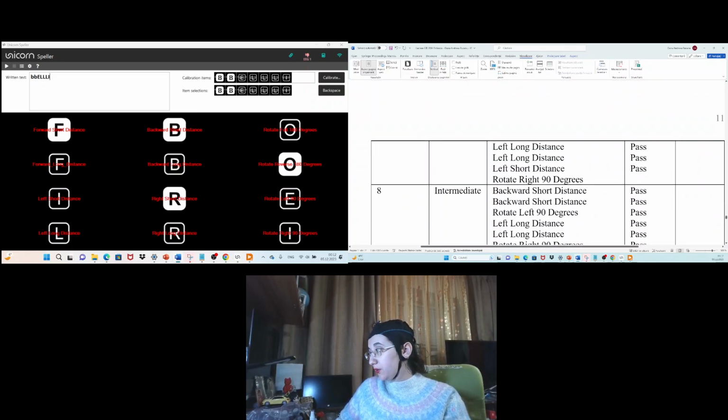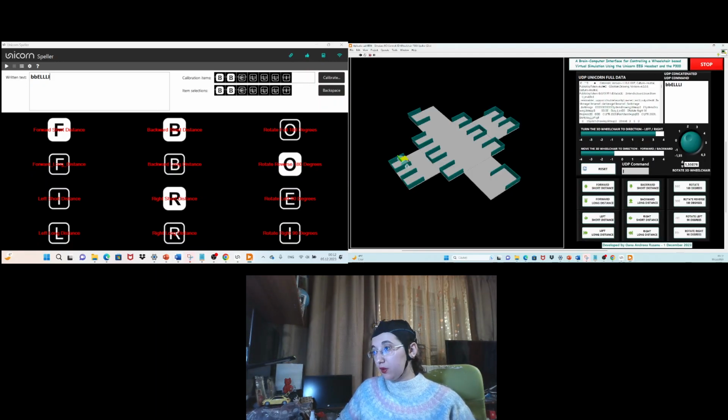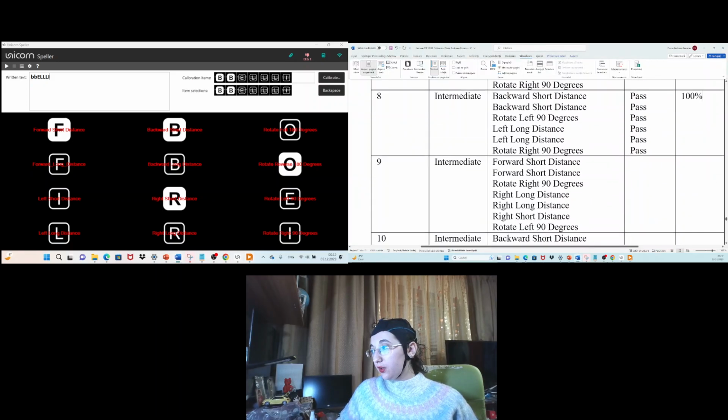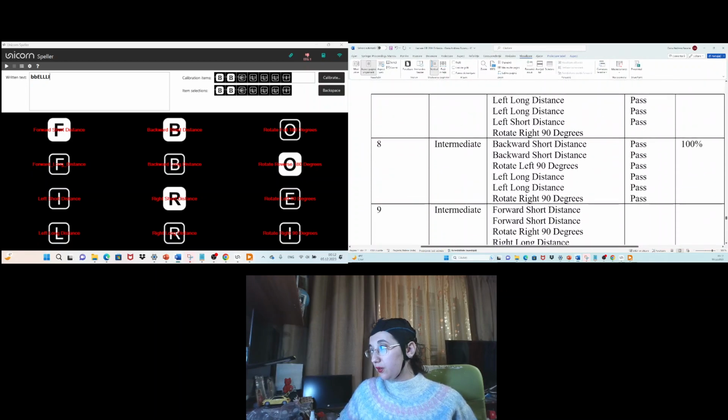Okay, 100%. So you could see that the wheelchair reached the final destination. I'll select reset, and I also want to stop the LabVIEW just to avoid the overloading of the computer. Okay, restart and continue with the next one.